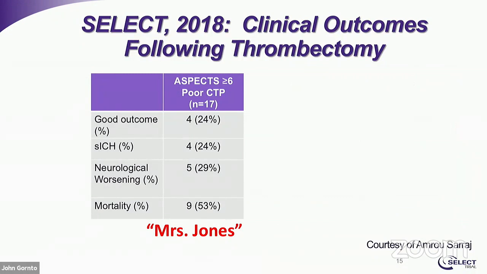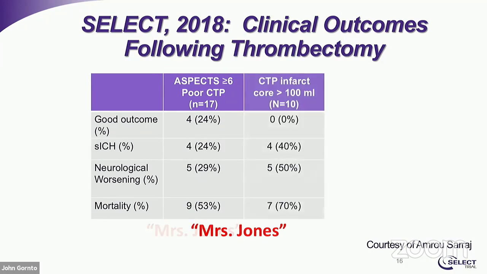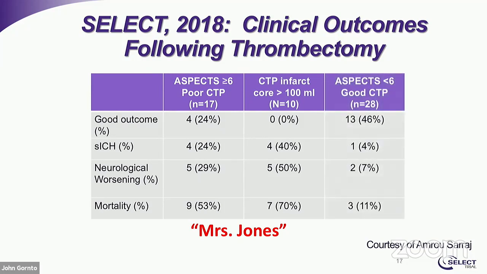And here in 2018, the SELECT trial, which took a big cohort of patients, got CT and CTP, found patients who had a good aspect score, just like Mrs. Jones, but a bad CTP, their mortality was 50%, their symptomatic intracranial hemorrhage rate was 25%, and if their core was over 100 ml, their mortality was 70%. Contrast that with the patients who had a good CT perfusion, but a bad aspects. They had a low aspect score, but a good CT perfusion. These patients did quite well.